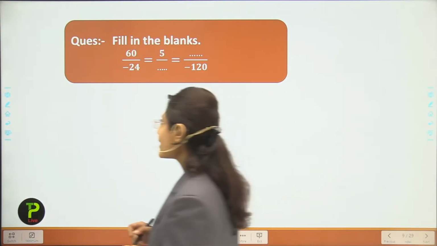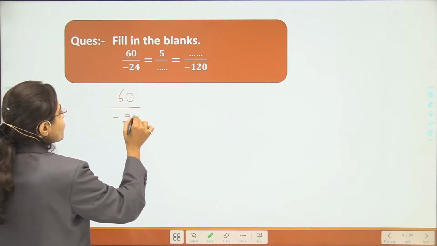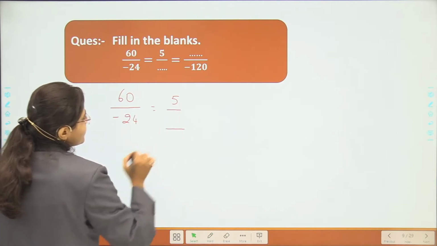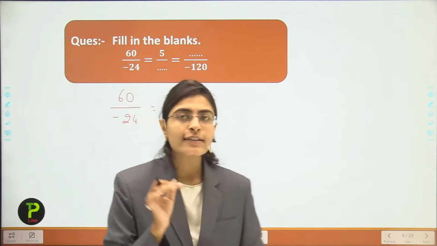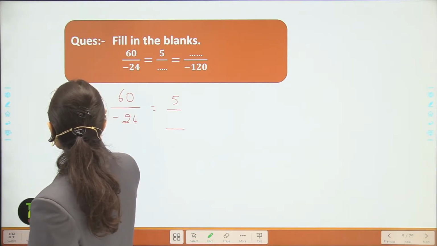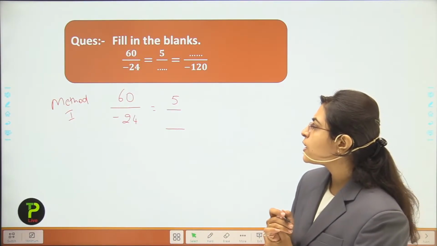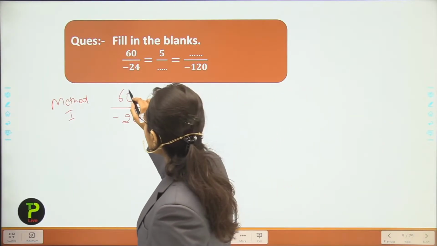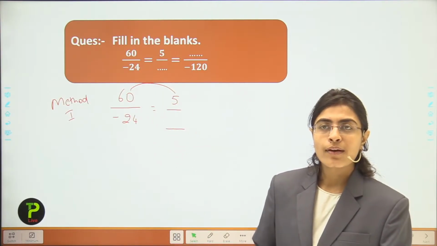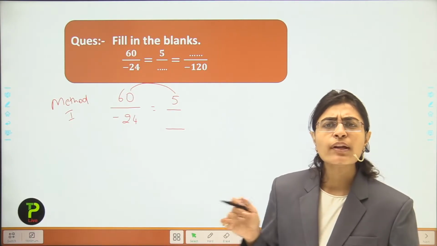Alright, so here 60 by minus 24 is equal to 5 by dash. Alright, so our first method, method 1. Here I have to see what I should divide 60 with so that I'll get 5. What should I divide 60 with so that I could get 5?